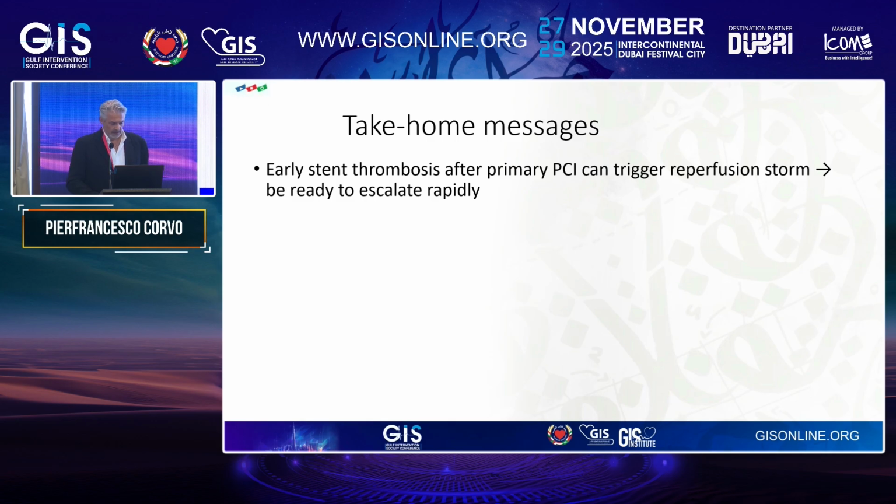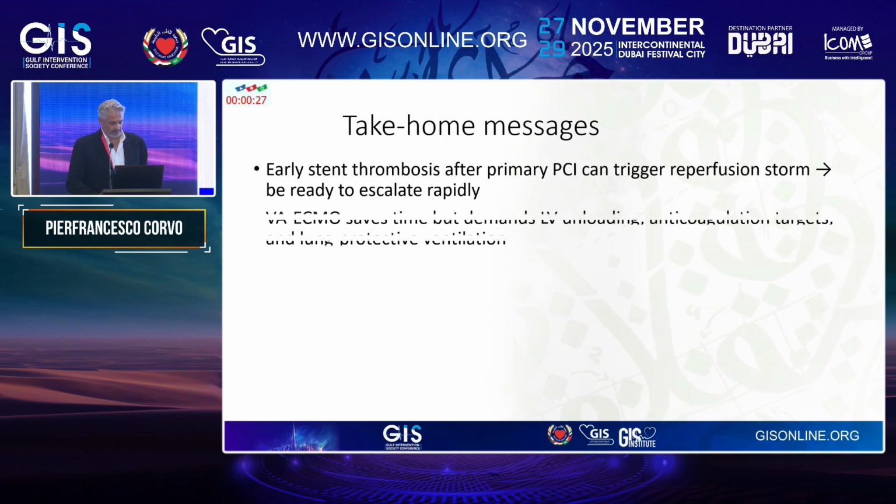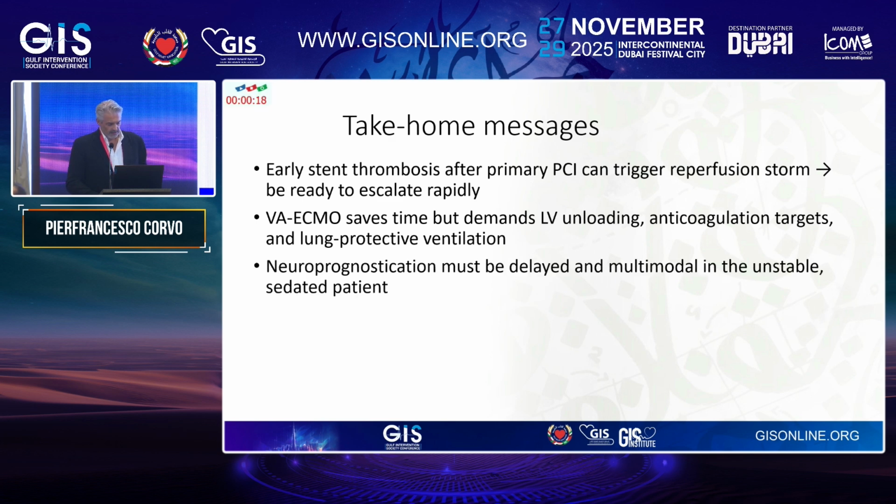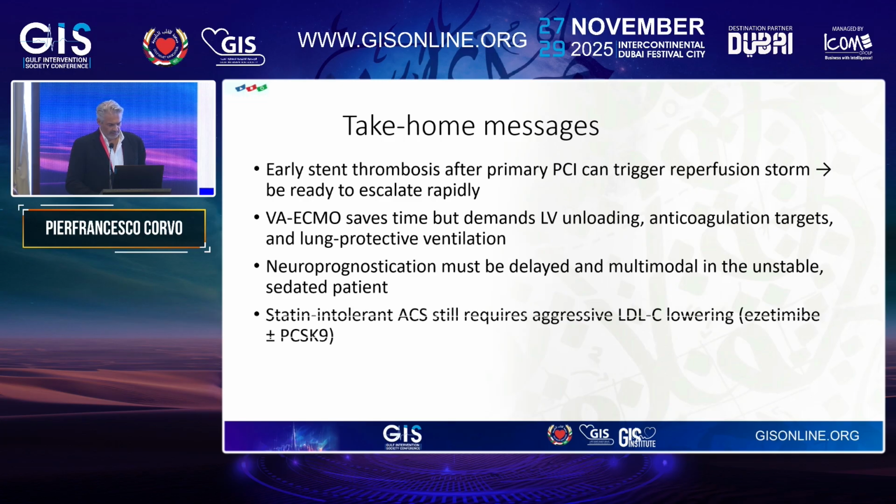Take-home message. Early stent thrombosis after primary PCI can trigger a perfusion storm. Be ready to escalate rapidly. VA ECMO saves time but demands left ventricular unloading, anticoagulation targets, and lung-protective ventilation. Neuroprognostication must be delayed and multimodal in the unstable sedated patient, and the statins, this is not important.